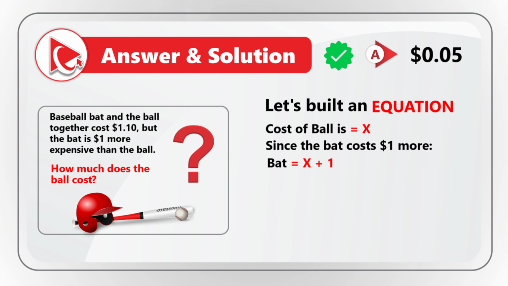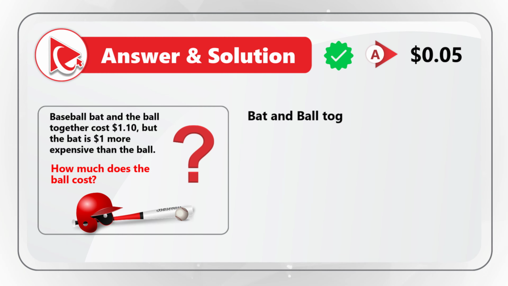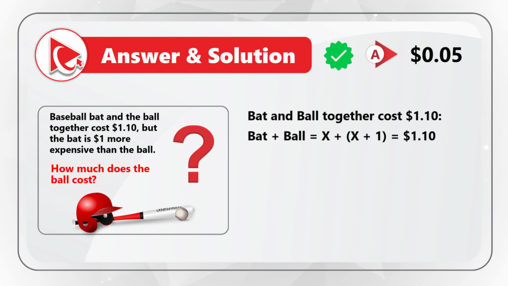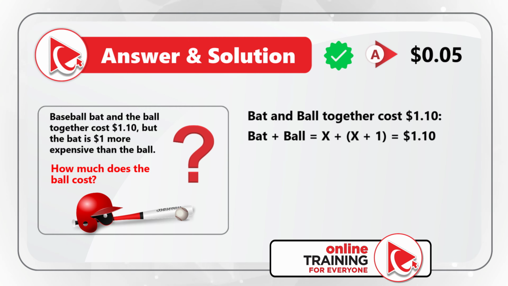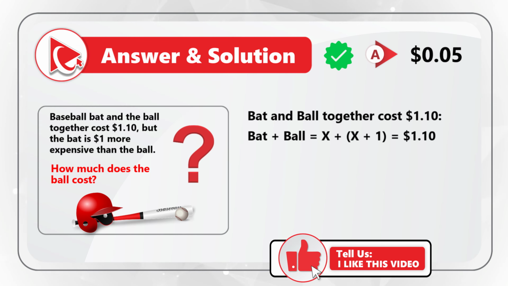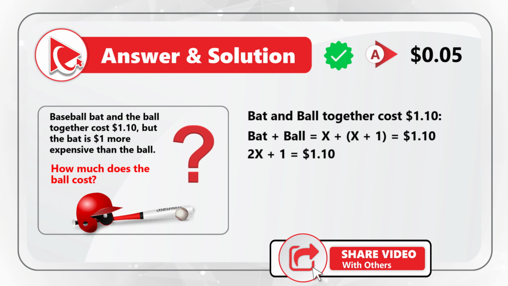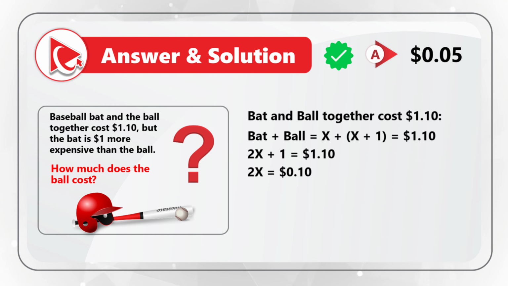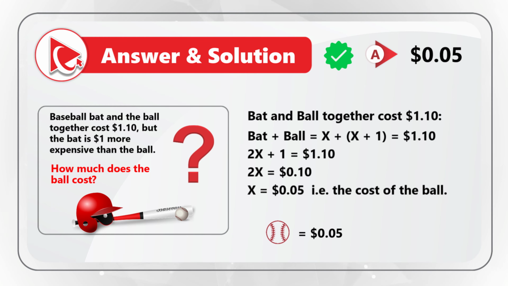Now we can take advantage of the fact that the ball and the bat together cost $1.10. Bat plus ball would be equal to X plus 1 plus X, and would be equal to $1.10, which would mean that 2x plus 1 would be equal to $1.10. If we simplify, we would find out that 2x equals 10 cents, which basically means 2 balls equal 10 cents, which means that x equals 5 cents. That tells us that the cost of the ball is 5 cents and the cost of the bat is $1.05.